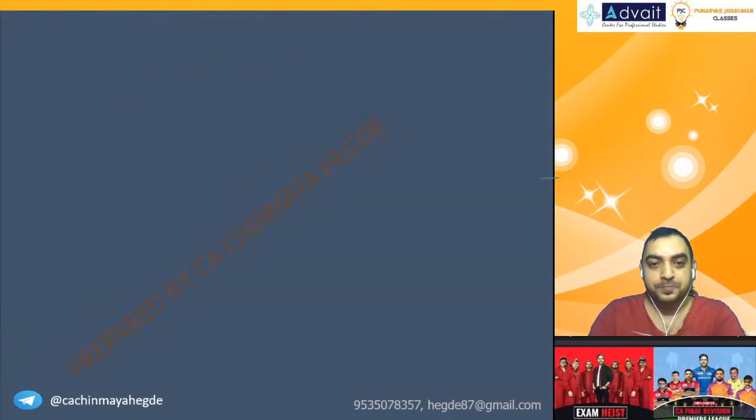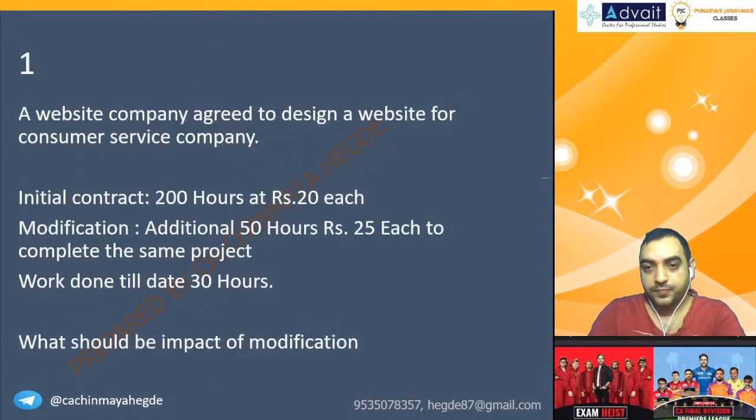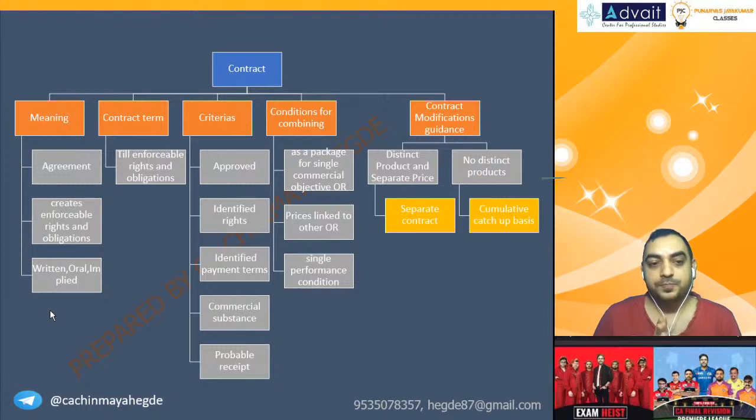Let's go further. Now let's come to the contracts. What is a contract? An agreement. What is the contract term? Till enforceable rights and obligations are there. Those are parts of what you learned.